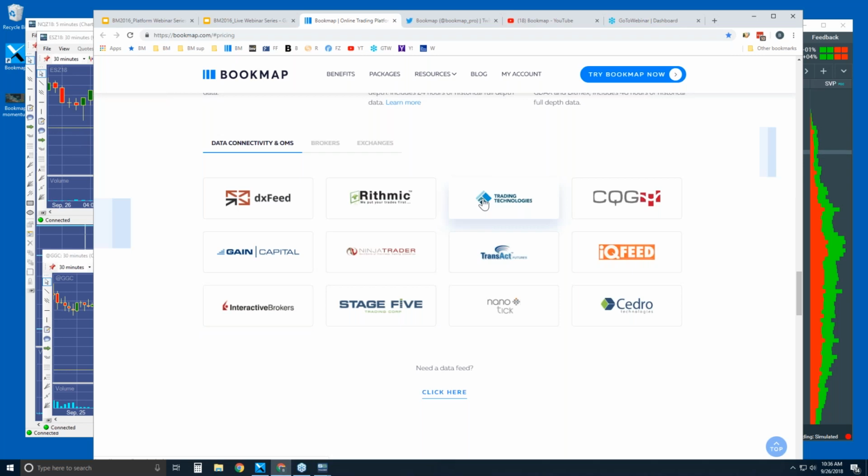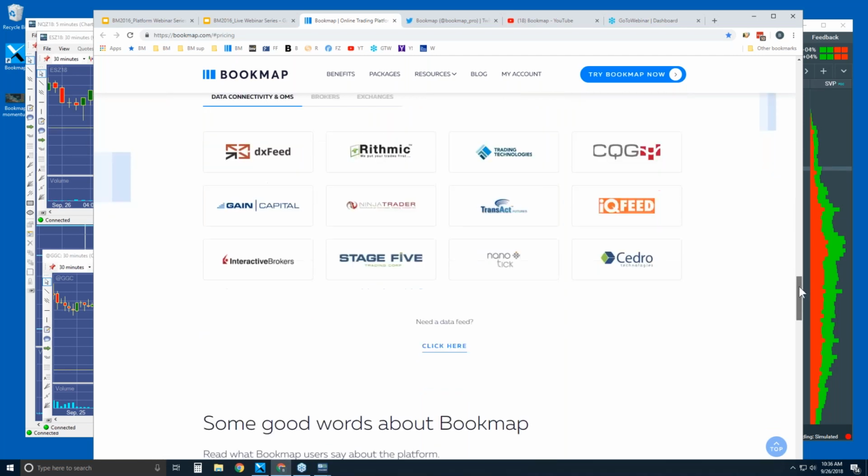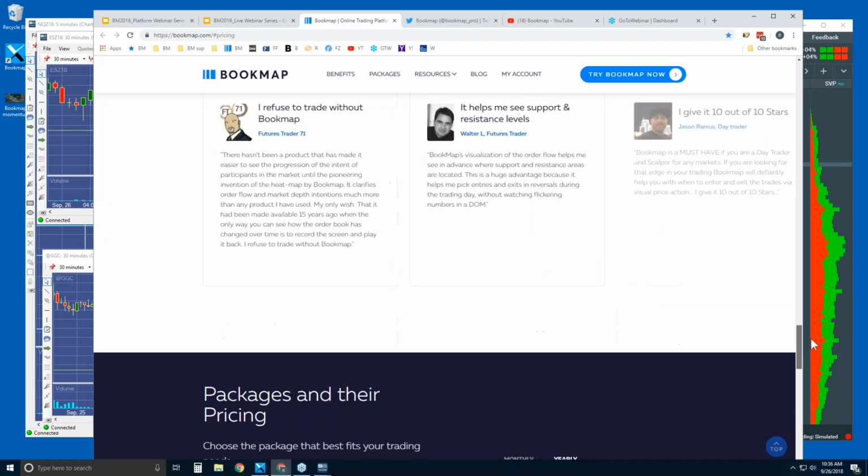But we're a platform just like they are, so bypass all of their code, go directly with the data provider like Rhythmic or CQG, and you'll get better data. Okay, so some testimonials a bit further down.